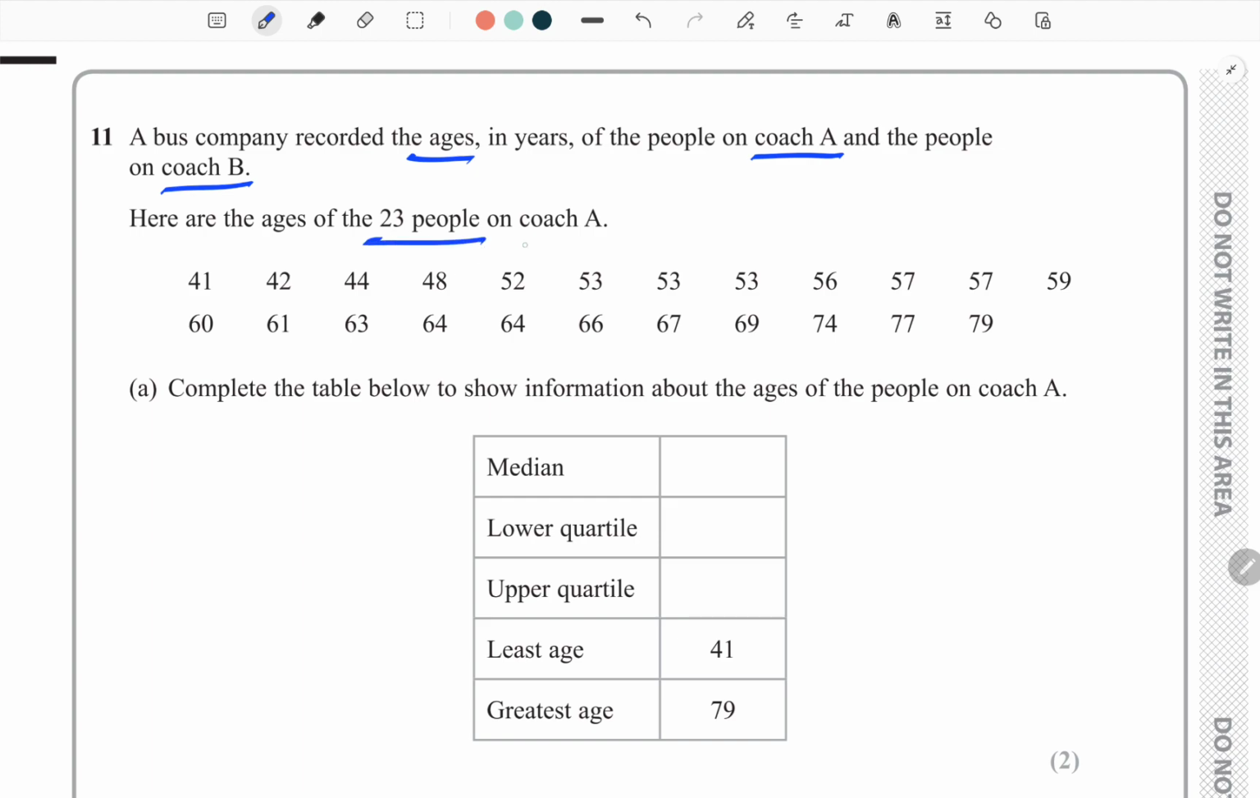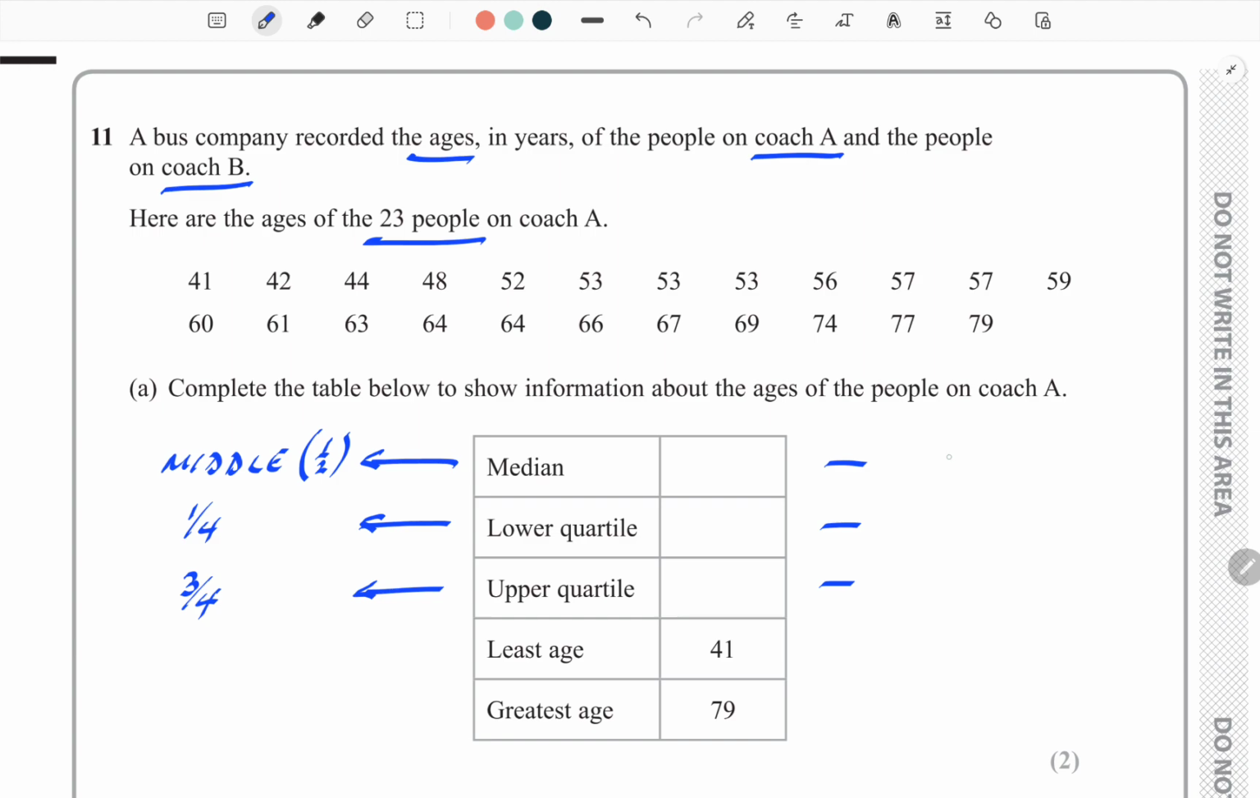So there are 23 people on coach A, and you want to find the median, lower quartile and upper quartile. Remember, the median is exactly the middle value. The lower quartile is roughly, what I mean is you take the median and then you halve it again, so that gives you a quarter. The middle is half, then the lower quartile is a quarter. The upper quartile is halfway through the upper half of the data, so that's 3/4 of the data.